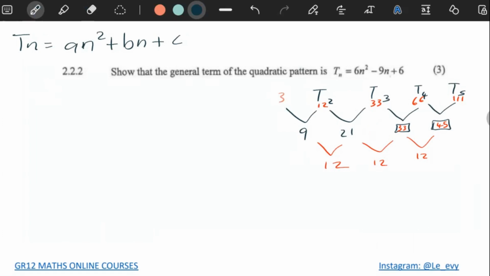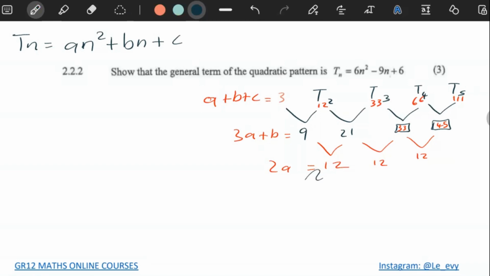What that means is we can start from the top, or the bottom. This is always equal to 2a. This is always equal to 3a plus b. This is always equal to a plus b plus c.